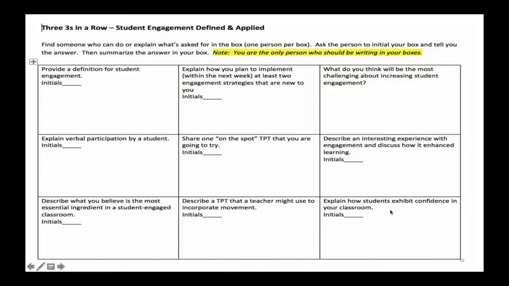So in the 3 threes in a row, it's important that the person who owns the paper is the only one that writes on their paper. Then this can be used as a review sheet, a take-home study sheet, or if there's any missing information or incorrect information, the students can correct that information before they move on to the summative assessment.